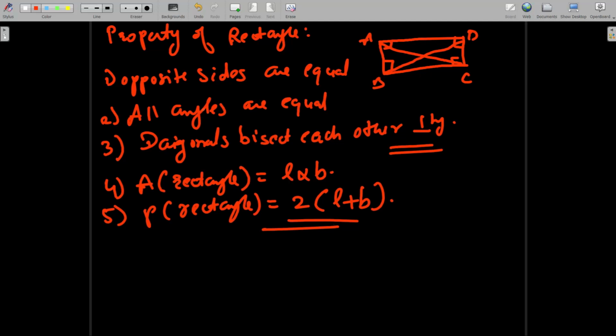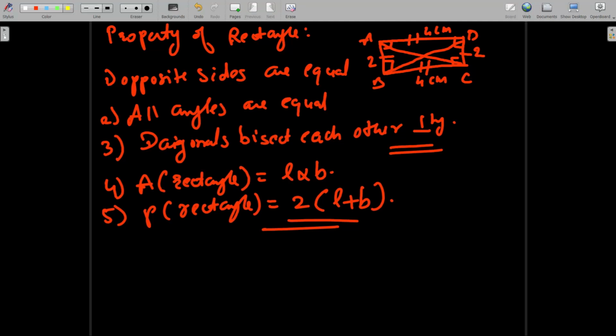Now let us once again see opposite sides are equal. When we say opposite sides are equal, it means side AD is equal to side BC, and side AB is equal to side DC. Let's say this is 4 centimeter, then this is also 4 centimeter. If it is 2 centimeter, then the opposite side is also 2 centimeter. That's why we say that the opposite sides of a rectangle are equal.